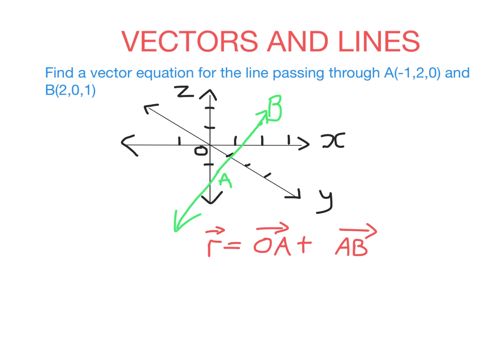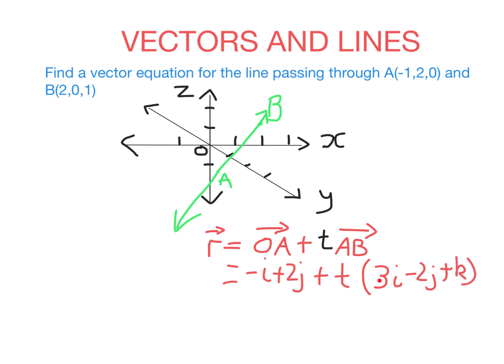So we're just going to introduce a scalar here that I will call t. What that means is it goes from O to A and then it goes in the direction of B. It can also go this way if the scalar t is negative. So OA is simply the vector from the point A, minus i plus 2j. And then we have our t. Now the vector A to B is just B minus A, end point minus start point. So that will be 3i minus 2j plus k. So this here is our final answer.